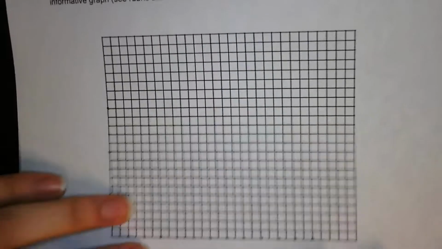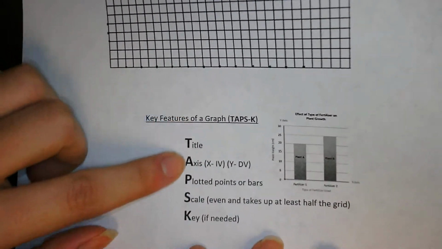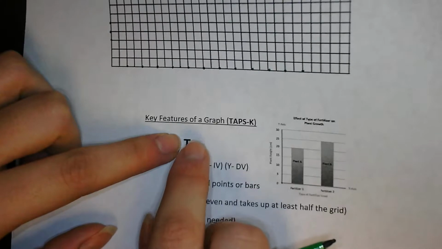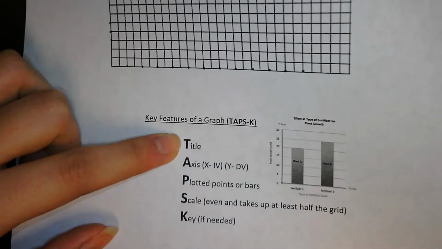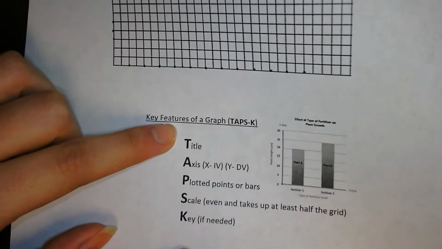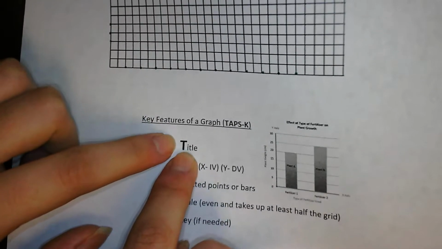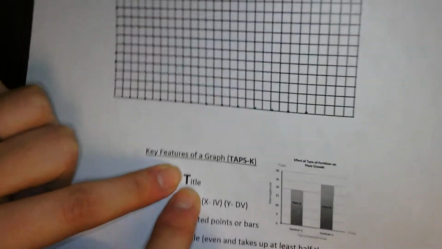Okay, so now I have to actually make my graph. I attached here what you should have on the graph. On tests, you are going to get points for every single one of these things. If you are missing any of them, you'll get points off. So you definitely don't want to miss any points for not having a title. That is the easiest thing you can do on a graph.